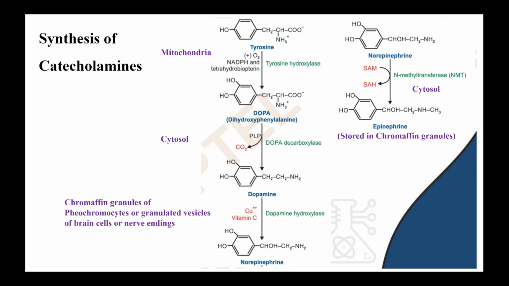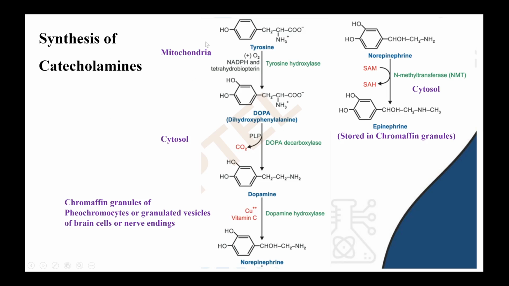Once dopa gets converted into dopamine in the cytosol, then the dopamine enters the chromaffin granules of the pheochromocytes or granulated vesicles of brain cells or nerve endings. Dopamine enters these chromaffin granules, and there dopamine hydroxylase converts dopamine into norepinephrine. This norepinephrine again comes out in the cytosol, where methyl transfer occurs to form epinephrine, and epinephrine again enters the chromaffin granules and is stored in the chromaffin granules.